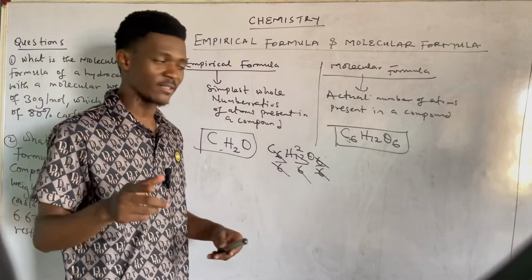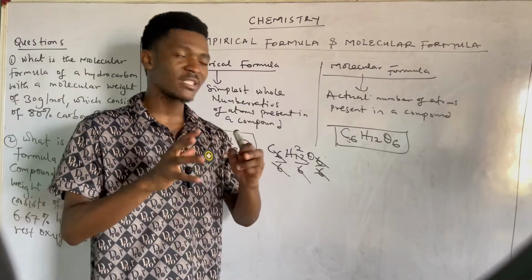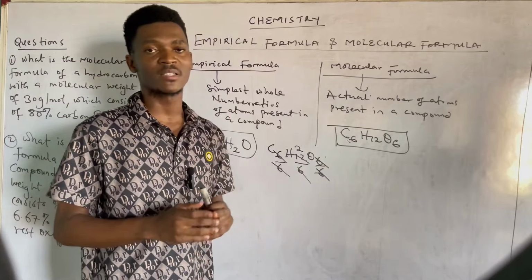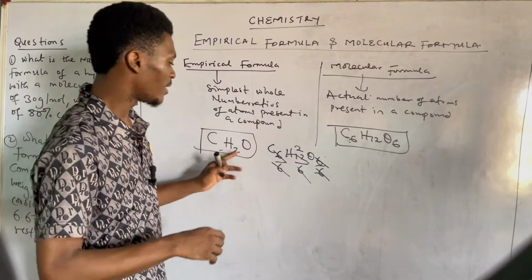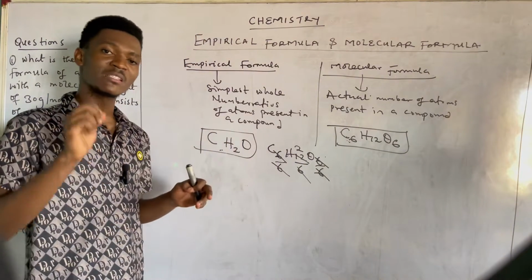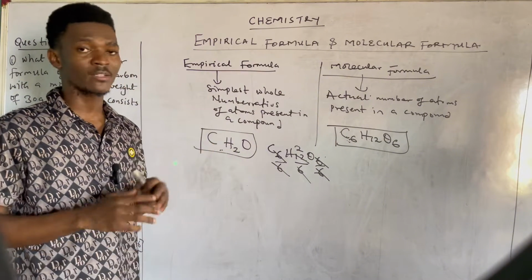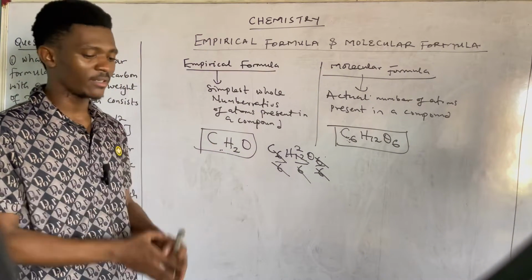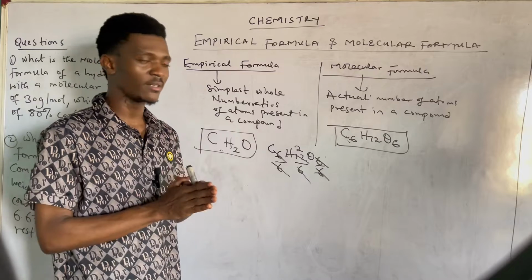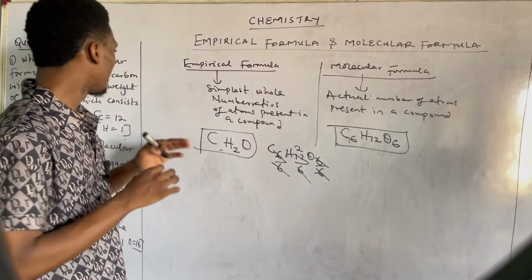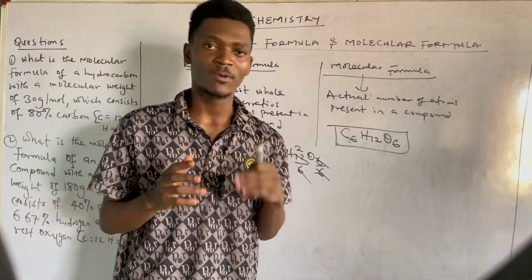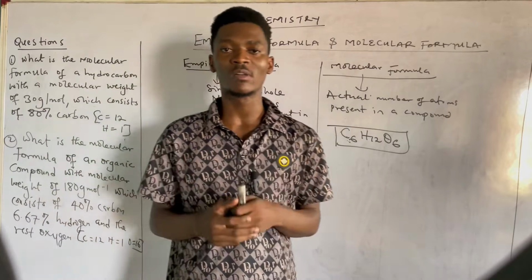You see what I said? The molecular formula shows the actual number of atoms present in a given compound, while the empirical formula only shows the simplest whole number ratios of the atoms present in a compound. I hope that is clear. Then let's look at how we can actually calculate empirical formula and molecular formula.